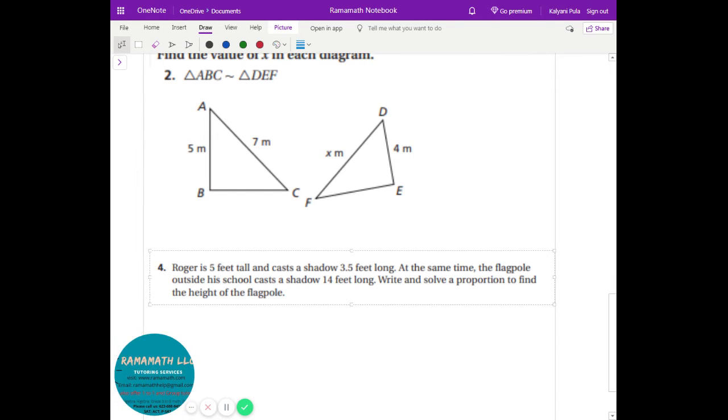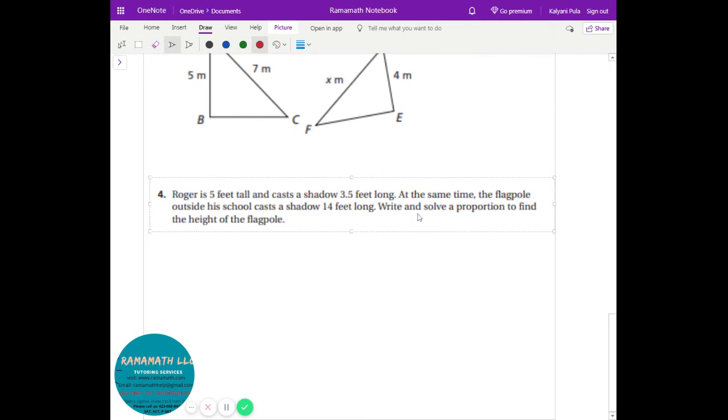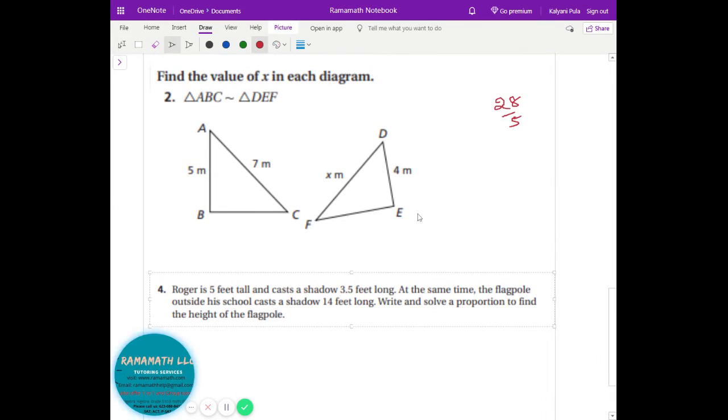Number 2, slope. I got 28 over 5. 28 over 5. Okay, Bhavisha. I got 5.6. 5.6. It's the same thing. Yeah, because 5 times 5 is 25. That's good. Saisha? I got 3.5. 3.5. Yeah. Okay, let's check it.